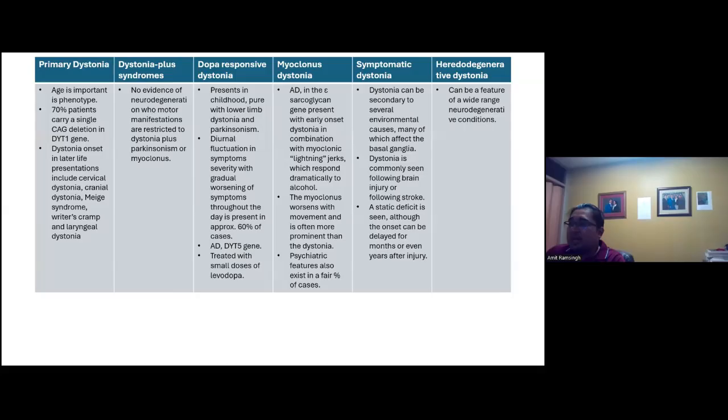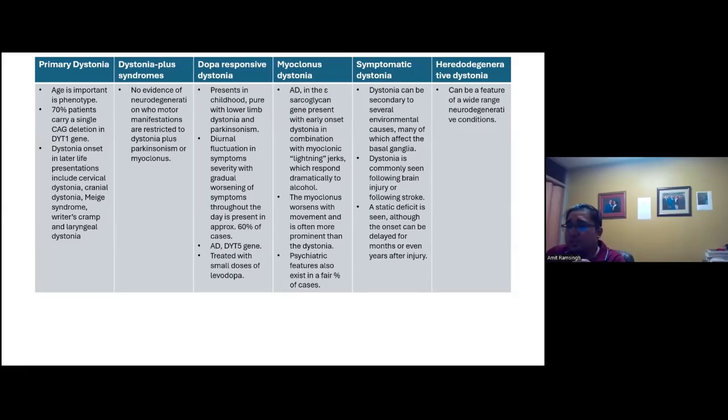So one of the last things here is primary dystonias, dystonia plus syndromes, dopa-responsive dystonia, myoclonus dystonia, symptomatic dystonia, and heredodegenerative dystonia. Primary dystonia, as stated before, the only key clinical feature is that of dystonia plus or minus tremor. Age is important, and most of these patients only carry a single GAG deletion in the DYT1 gene. Usually it develops later in life, and it could include cervical or cranial dystonia, as well as laryngeal involvement.